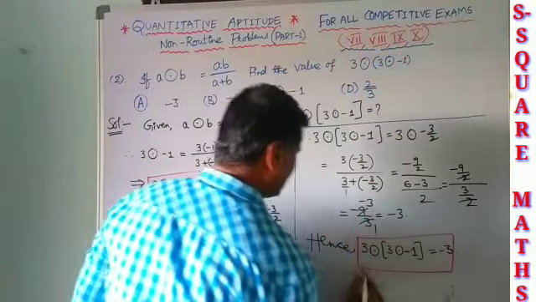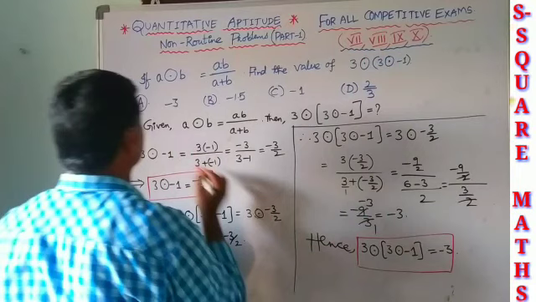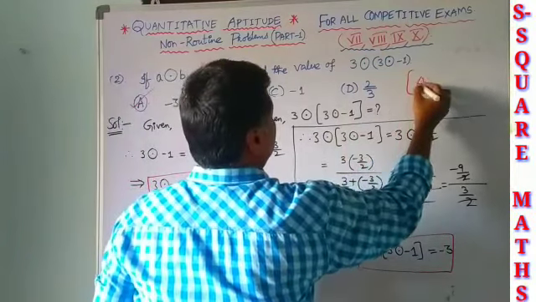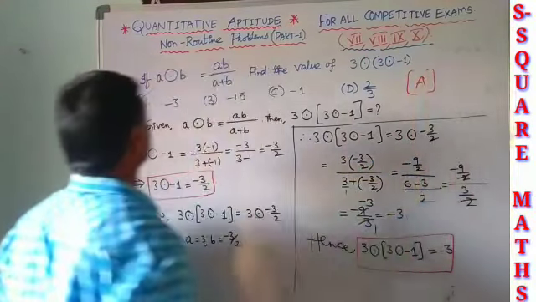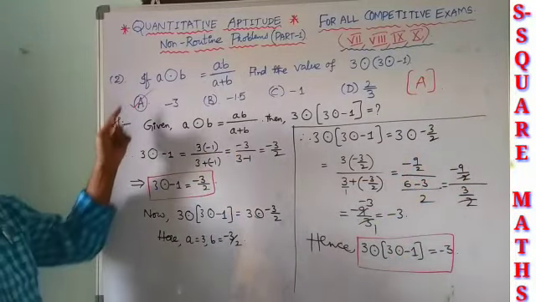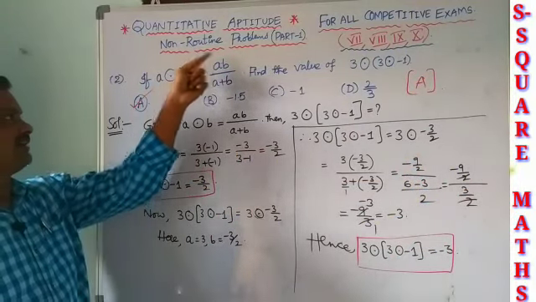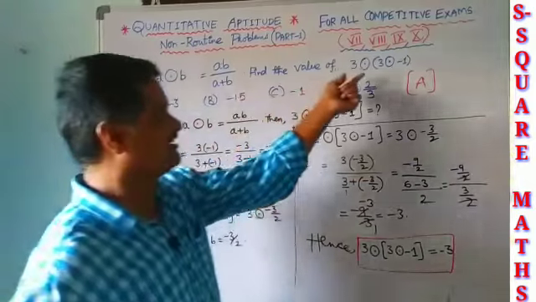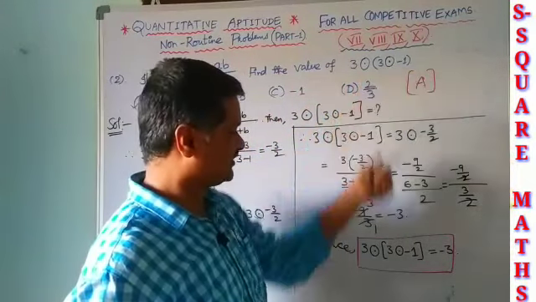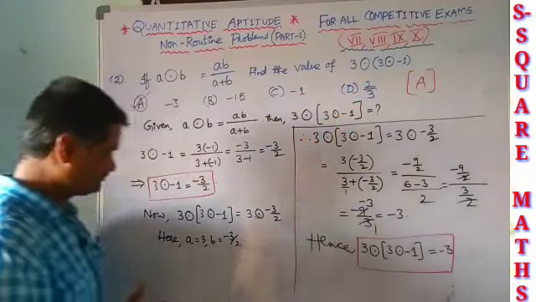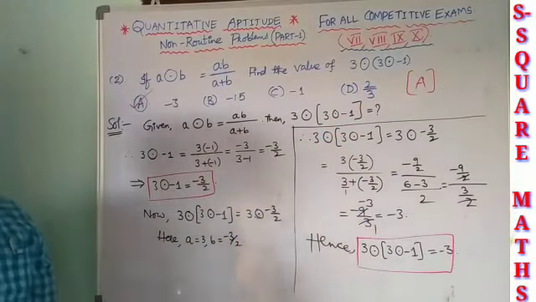So now according to our options, A is our option. So if A circle dot B is defined as AB by A plus B, then 3 circle dot of (3 circle dot minus 1) gives you minus 3. So you can have a look.